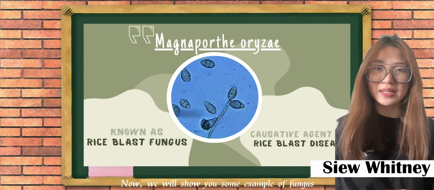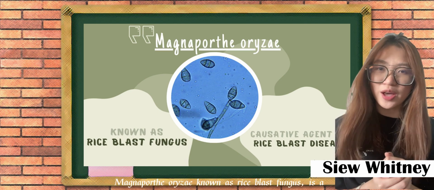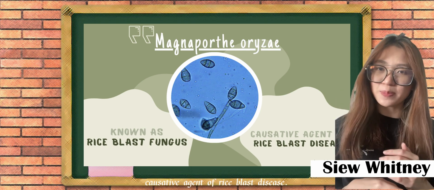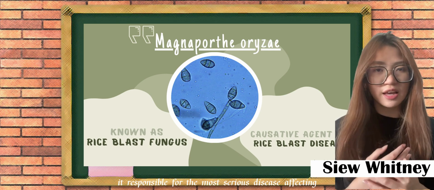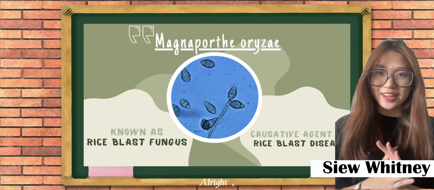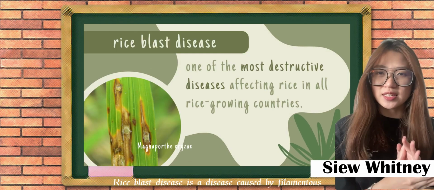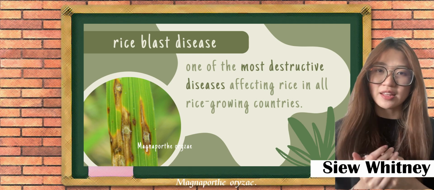Now, we will show you some examples of fungal plant pathogens. Magnaporthe oryzae, known as rice blast fungus, is the causative agent of rice blast disease. It is responsible for the most serious disease affecting cultivated rice in the world. Alright, let me give you a brief idea about rice blast disease. Rice blast disease is caused by the filamentous ascomycete fungus Magnaporthe oryzae.